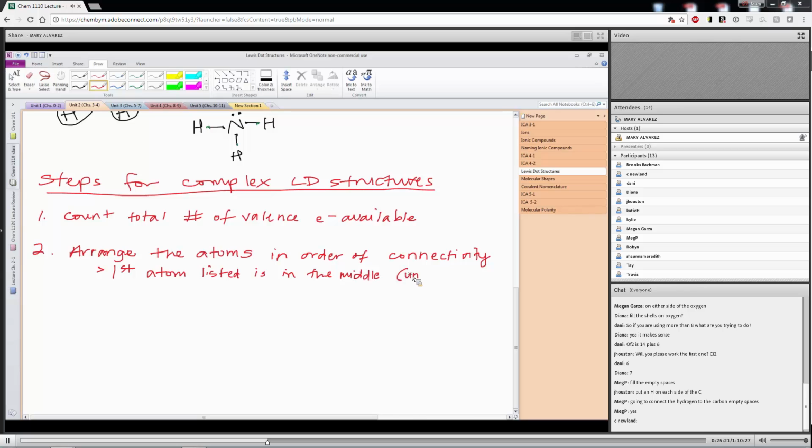Unless it's hydrogen. Hydrogen can't be in the middle of anything. If hydrogen is listed first, then you're going to look at the next atom listed. So you're going to arrange them by how they're connected.